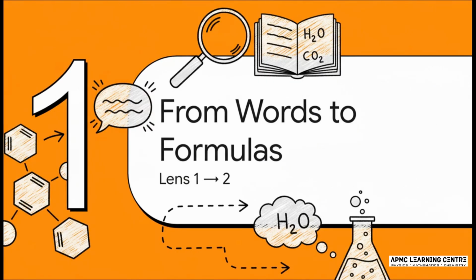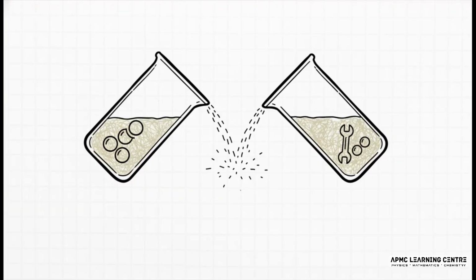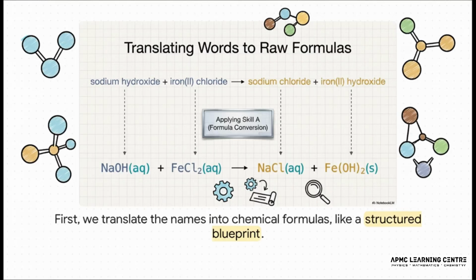We're moving from our first lens to our second. This is all about translating simple words into the powerful language of chemical formulas. To make this super clear, we're going to follow one single reaction all the way through. We're going to see exactly what happens when you mix a solution of sodium hydroxide with a solution of iron 2 chloride. So the very first step is just a direct translation. We take the name sodium hydroxide and turn it into its formula, NaOH. We do the same for iron 2 chloride, which becomes FeCl2.